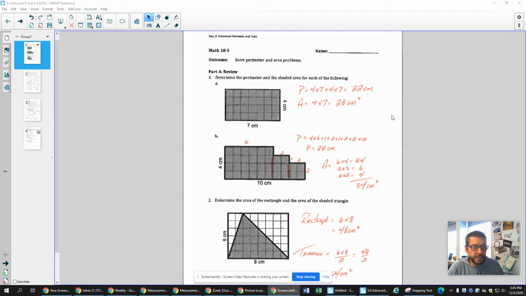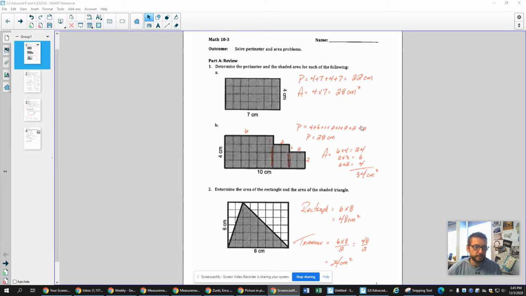And then area, of course, is counting the squares that are on the inside, and rectangles are awesome because they're made up of little squares. And again, you can count them, or you can go 7 rows of 4, 4 rows of 7, but in the end, it's length times width, or base times height, and you have 28 squares in there.